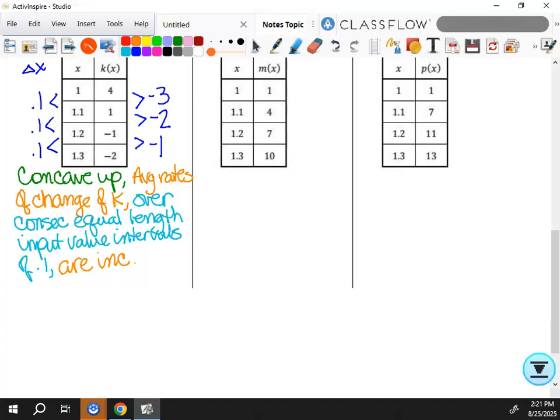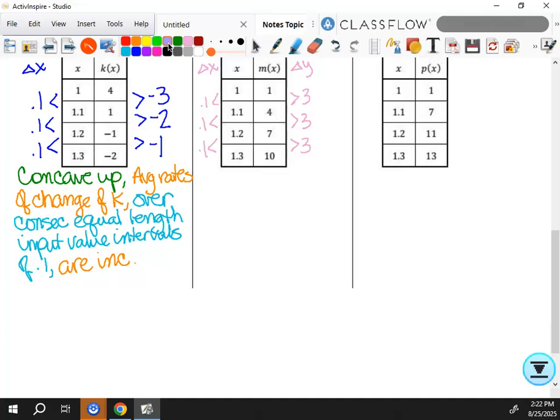We good? Questions? Okay. You could be asked a lot of things from a table of values. All right, let's look at the next one. Delta X, again, we get 0.1 down the line. My change in Y is going to be 3, 3, 3. So what do you think? Concave up, concave down, or neither? Neither. What kind of function is this? It's linear, right? So linear is not concave up or down.